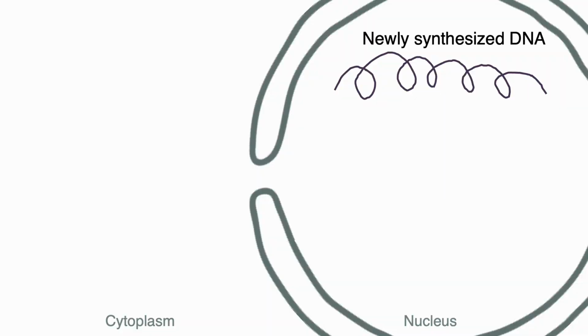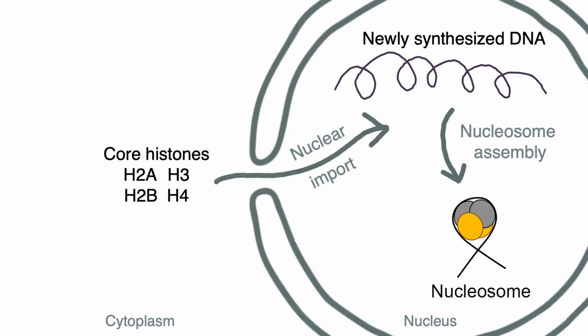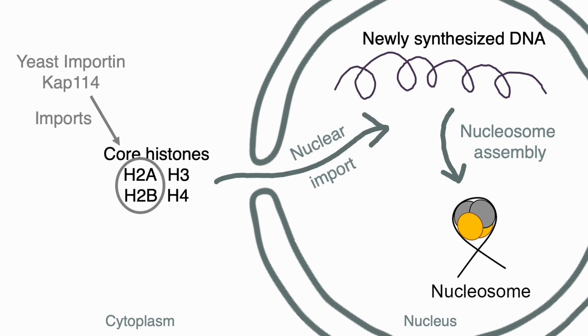During the S phase of the cell cycle, newly replicated DNA must be packed into nucleosomes in the nucleus. Core histones, which are rapidly synthesized and processed in the cytoplasm, must be imported into the nucleus. More than 20 years ago, Lucy Pemberton's group reported that H2A-H2B are imported by the importin Kap114.